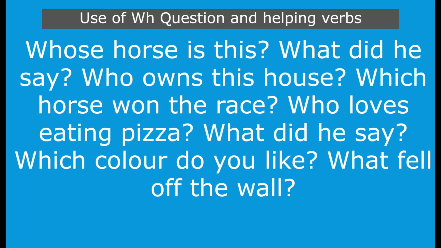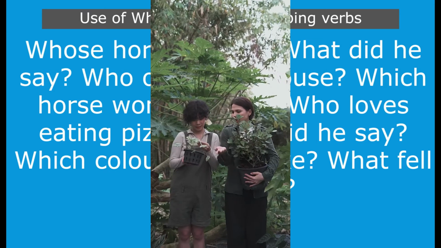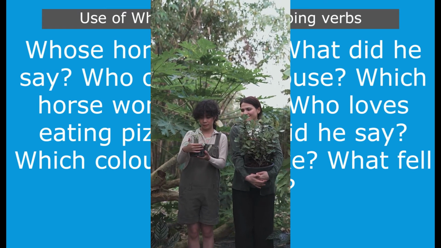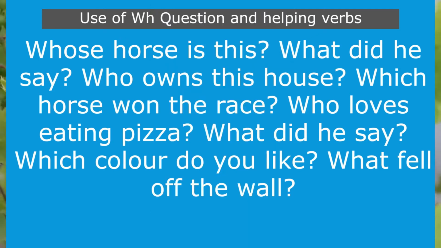Who owns this car? Who owns this house? Who owns this land? Who owns this building? Who broke the chair? John broke the chair. Which is used about choice. Which color do you like? Who is used about the person. Who broke the chair?